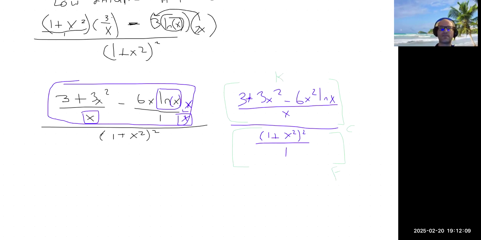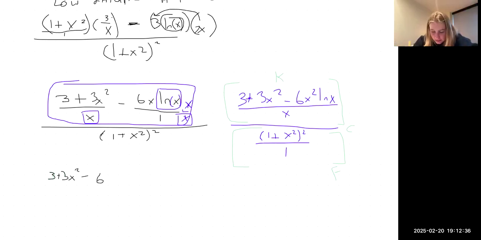I'm going to go ahead and keep this 3. Let me try that again. Yeah, so it's going to be 3 plus, oh, I meant to change the color. I wanted black here. Okay, so this is 3 plus 3x squared minus. Green, I guess, is 3.